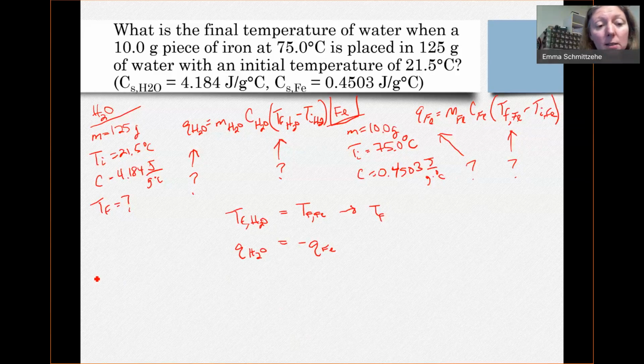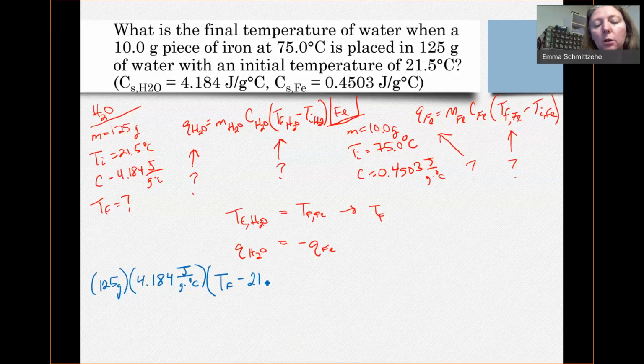So I'm going to start with the mass of water. So 125, and actually we've got a ton of stuff written on this slide already, so let me just write in a different color. This is my setup for the calculation. So 125 grams, because that's my mass of water, and then 4.184 joules per gram degrees C. It's my unit for my heat capacity there. And then we have TF, which we are looking for, minus my initial temperature of water, 21.5 degrees C. And so that's the Q of water.